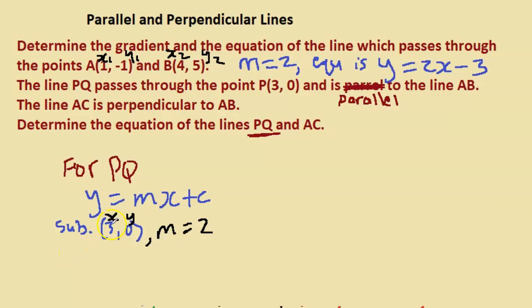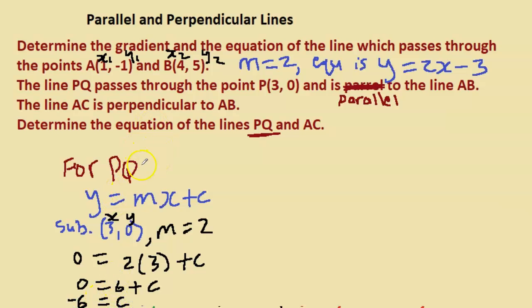Alright? So we sub that into that. So we have m, we replace y with 0, so y is 0. m is 2. x is 3, plus c. So 0 equals 6 plus c, and I'm sure I don't have to tell you what c is. Alright, 0 equals 6 plus c. So we can do some transposing there. Subtract 6 from both sides, or you group the 6 over here. So it's minus 6 equal to c.